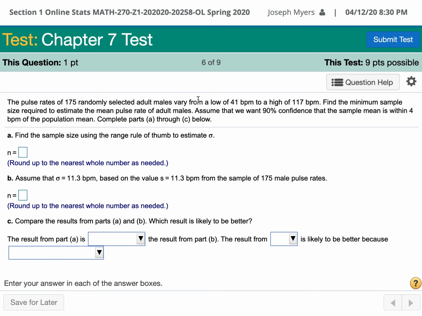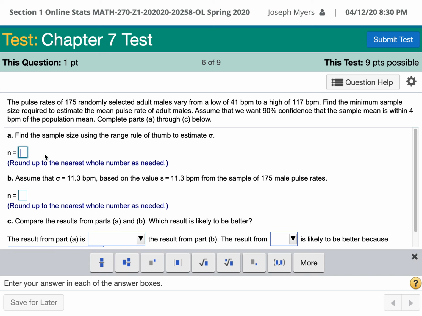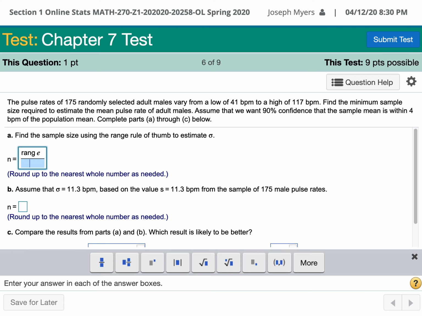Now, in question 6, it says find the sample size using the range rule of thumb to estimate the standard deviation. So remember, a range rule of thumb means you take the range divided by 4 to get the standard deviation. Now that's not, of course, the exact standard deviation. That's just an estimate, just kind of based on a rule of thumb. So it's not really a precise mathematical value. And if your data are not distributed like data normally are, then that is not going to work. But we'll use that though.